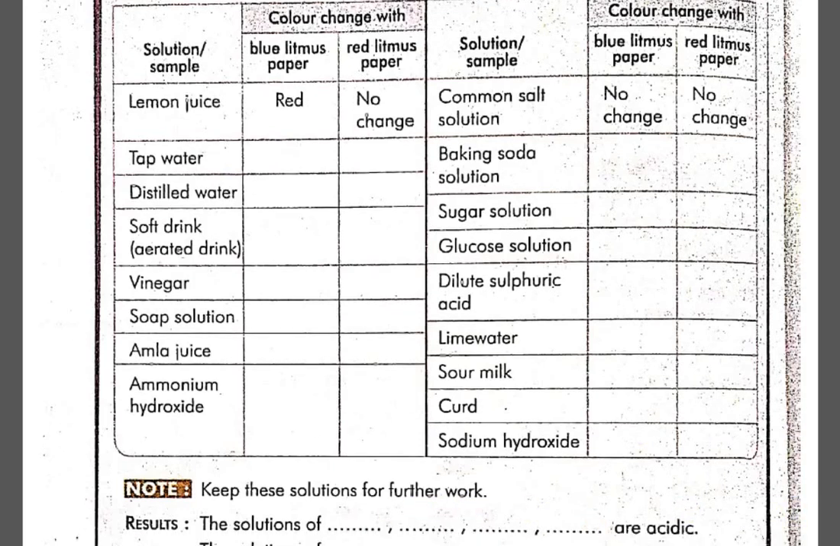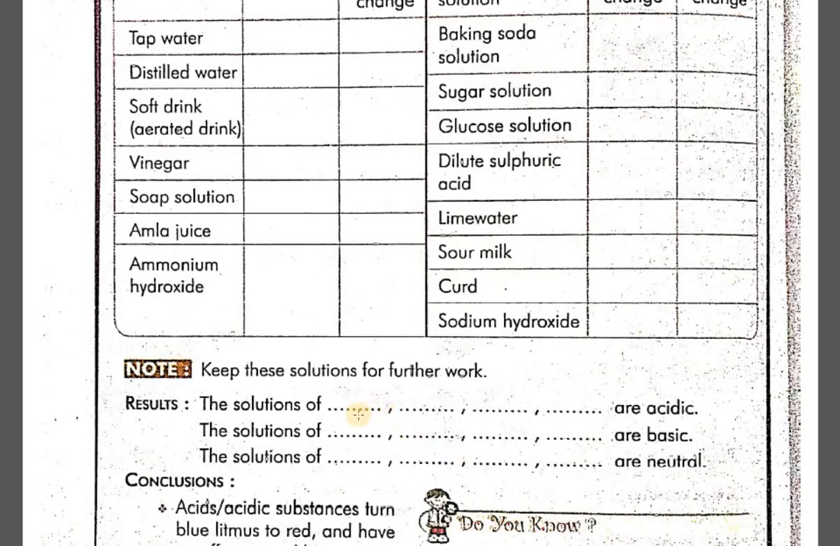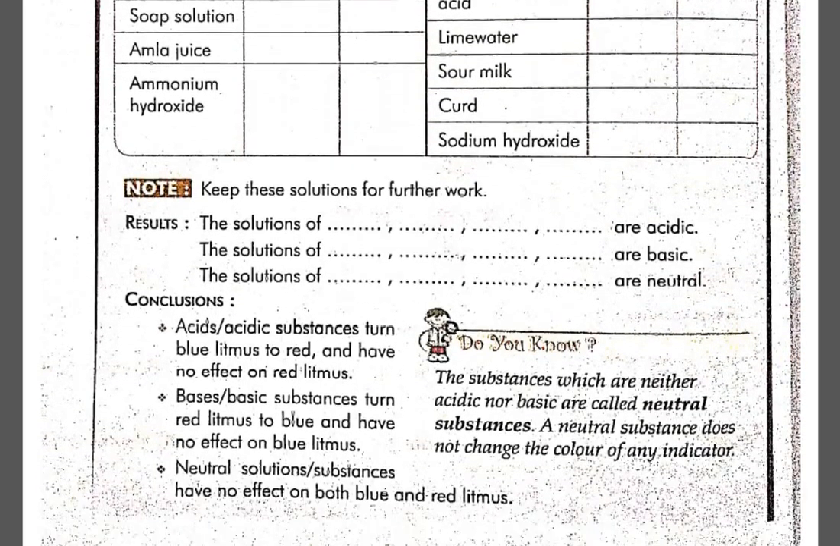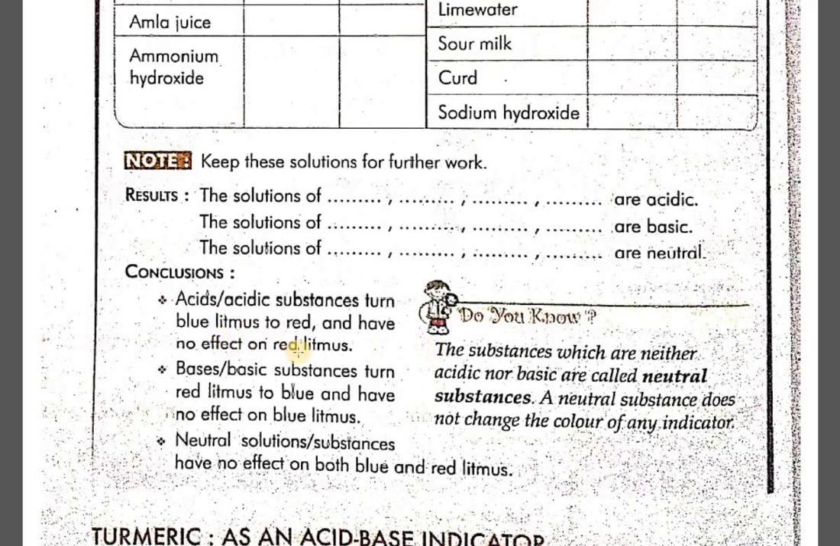in the form given here. That is, the solutions which are changing from blue to red are all acidic. The solutions which are changing from red to blue are basic, and the ones which are showing no change in both the cases are neutral. So our conclusion is that acids or acidic substances turn blue litmus to red and have no effect on red litmus. Basic substances turn red litmus to blue and have no effect on blue litmus, and neutral solutions or substances have no effect on both blue and red litmus.